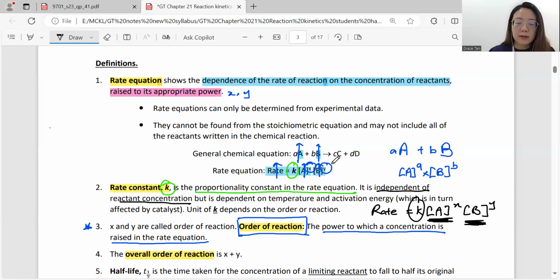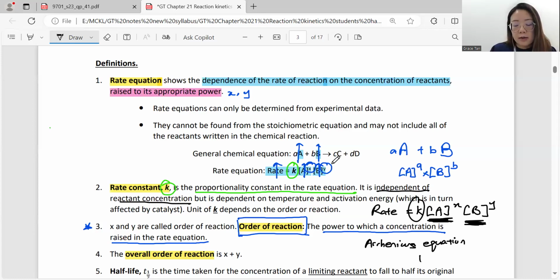You don't need to really know this, but like I said, it's good to know that this K is affected by temperature and activation energy. In fact, come to think of it, I think you should know. Your K is affected by temperature and activation energy. Why? It's because there is this thing called the Arrhenius equation. The Arrhenius equation is not in your Cambridge syllabus, but you must know that K is dependent on the temperature and the so-called activation energy.